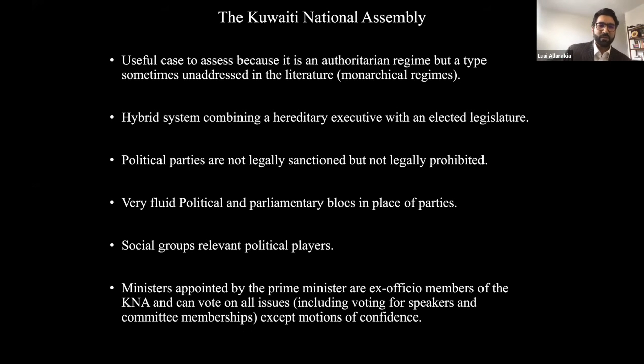There's a lot of details here. So political parties are not legally sanctioned, but they're also not prohibited. So you have very fluid political and parliamentary blocs in place of parties. You also have ministers appointed by the prime minister, and they become ex officio members of the KNA. They can actually vote on all of the laws, including voting for the speaker in the committee. The only thing they're not allowed to vote on are motions of confidence.